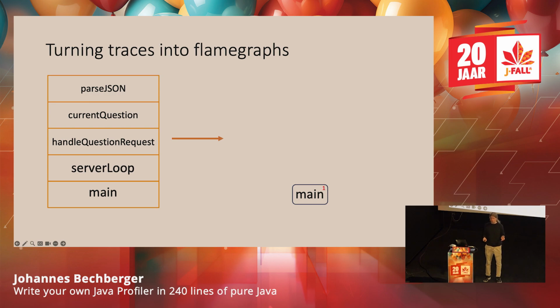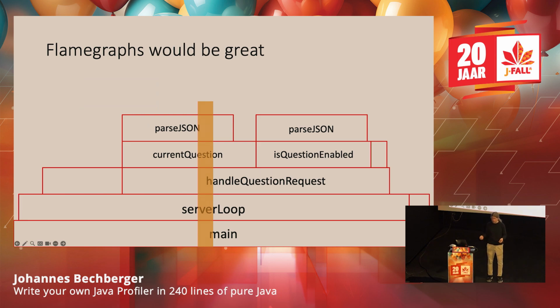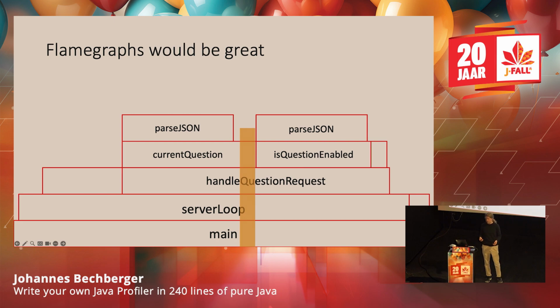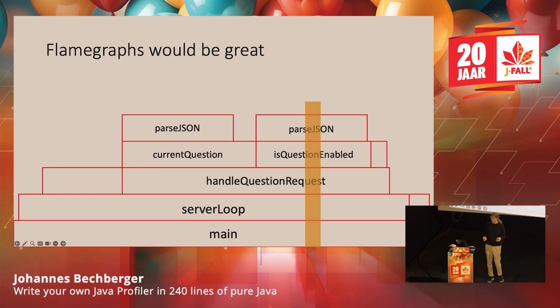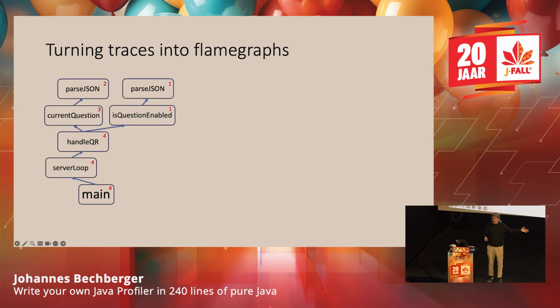So here we have a main node for the main method. It occurred once in our samples because that's our first sample. Then it has a child server loop, a child handle question request, a child count question, and a child parse.json. Then we get another sample, and it's the same. We see we already have a main node, and this main node already has a server loop and so on, so we increment this value. Then we have a different sample where the top is missing, and so we do the same again. Here it's a bit more interesting because on the top we have question enabled and parse.json, and as you see, we branch out, and we can do this all the time.